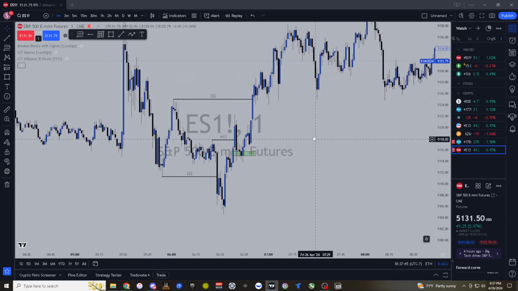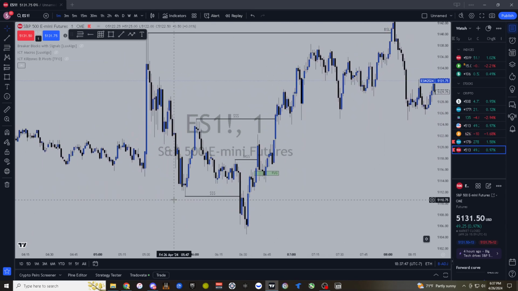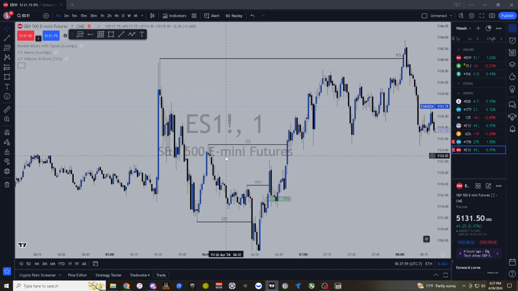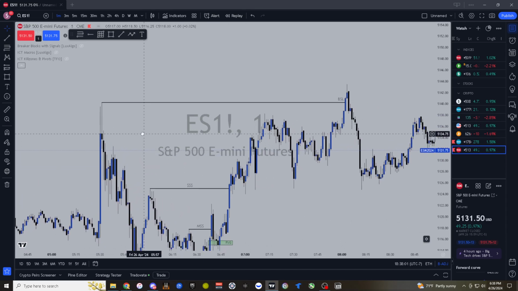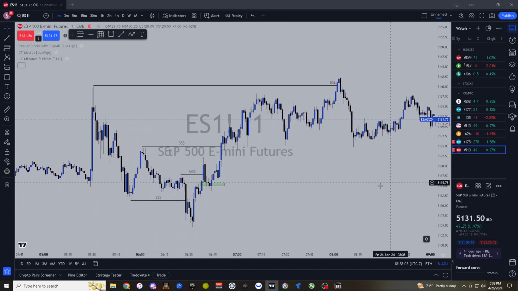Super straightforward. Look how clean this chart is. Liquidity sweep. Impulse move up. Broke structure. Left behind a fair value gap. Held the fair value gap. Broke out of the fair value gap. Take profit one. Take profit two. Does not get much cleaner than this.